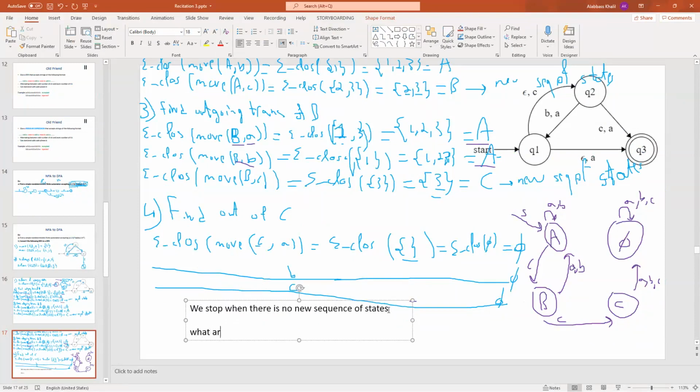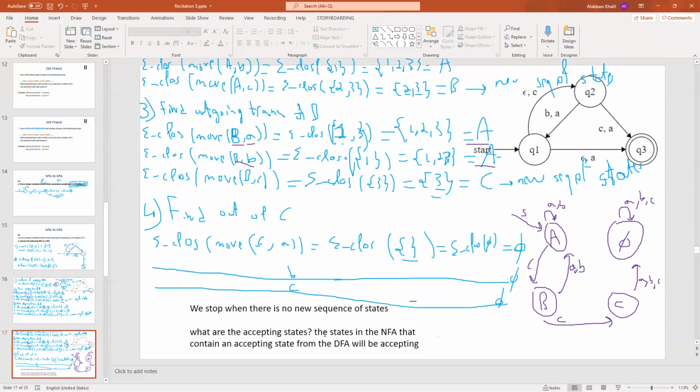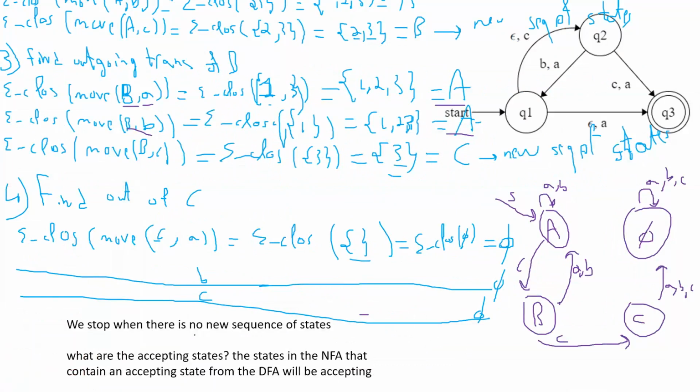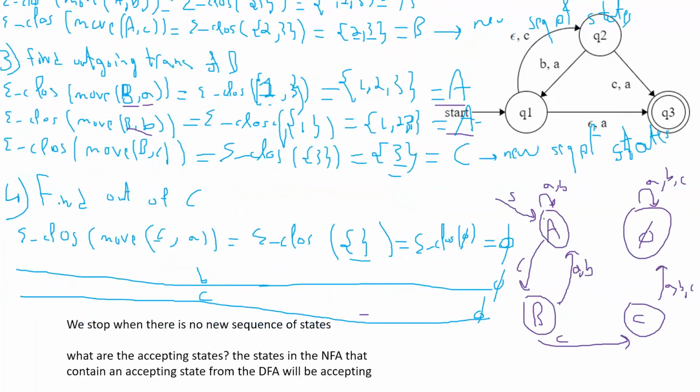Then what are the accepting states? They will be the states that contain, okay, so it's actually the states in the DFA that contain an accepting state from the NFA will be accepting. So what I'm saying is, if these states contain an accepting state from the NFA, they're going to be accepting as well. And if you focus, the accepting state before was 3. A has a 3. B has a 3. And even C is just made up of 3. So all of them are accepting. A is accepting, B is accepting, and C is accepting. The only thing that's not accepting is the trap.